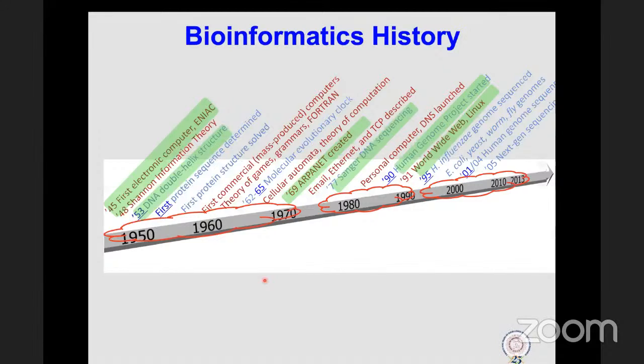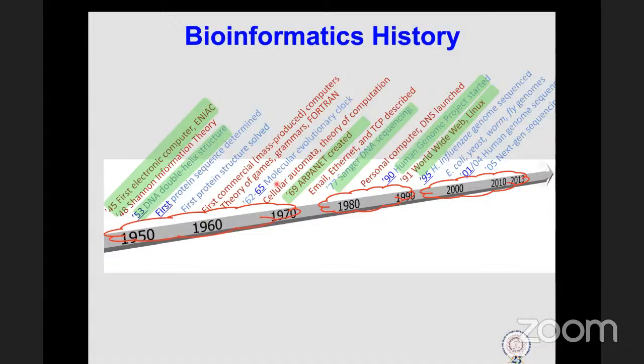So in this slide, you can see the history of bioinformatics. Let me just go ahead. In 1945, you can see the first computer evolved. In 1953, the double helix DNA structure was reported. In 1954, the first protein sequence was solved. In 1960, you can see the molecular evolution clock was developed.